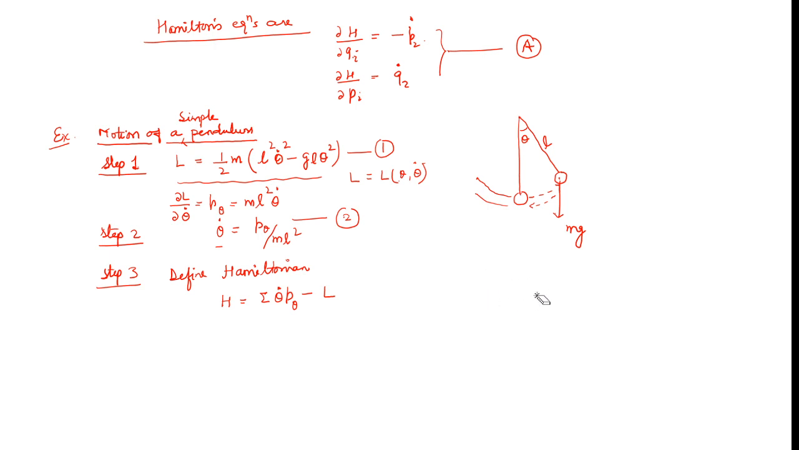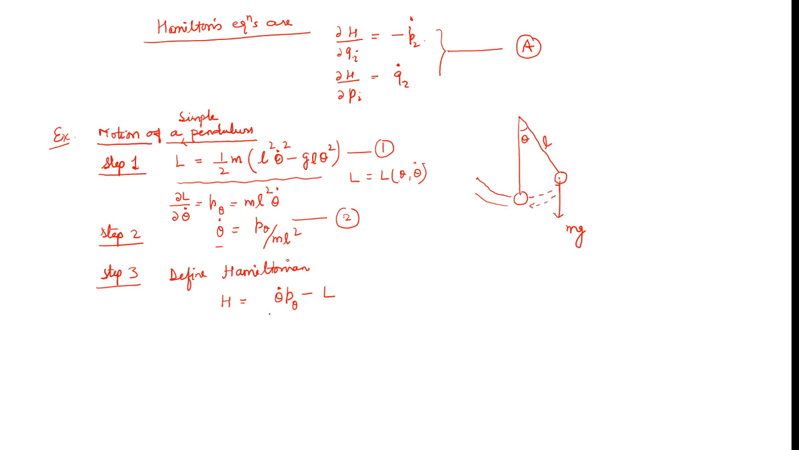L is not depending upon r. r is a cyclic coordinate here. So, in the expression of H, we will have only one part. I have omitted the summation symbol. So this will be theta dot p theta minus L.